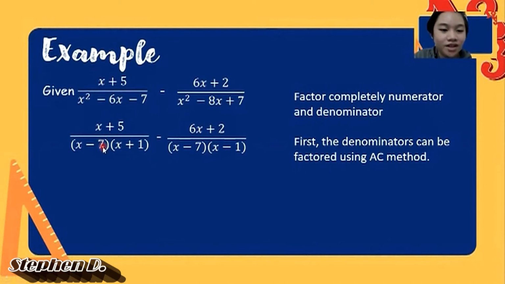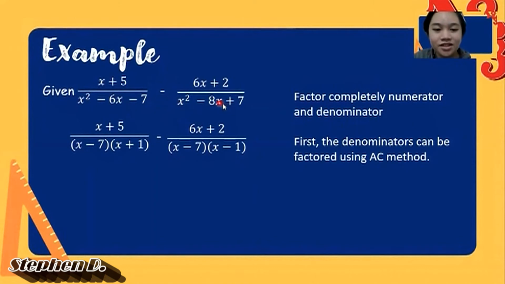So 7 times 1 is 7. Then since they have a negative and a positive, the final answer is a negative. That's why we got negative 7. Then when we add them, based on the rules, if you have different signs, you subtract them, then copy the sign of the bigger number. So 7 minus 1 gives you 6. Since 7 is the bigger number, we copy its sign. That's how you got negative 6x.